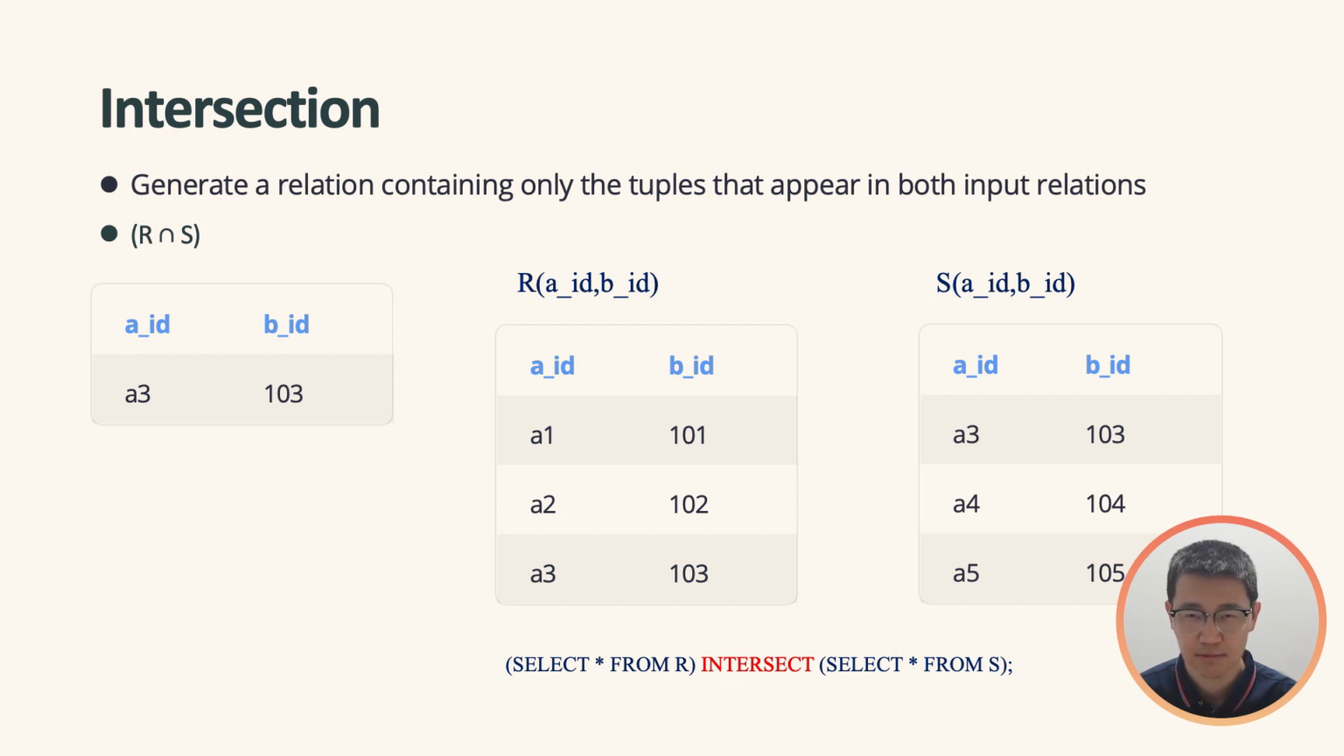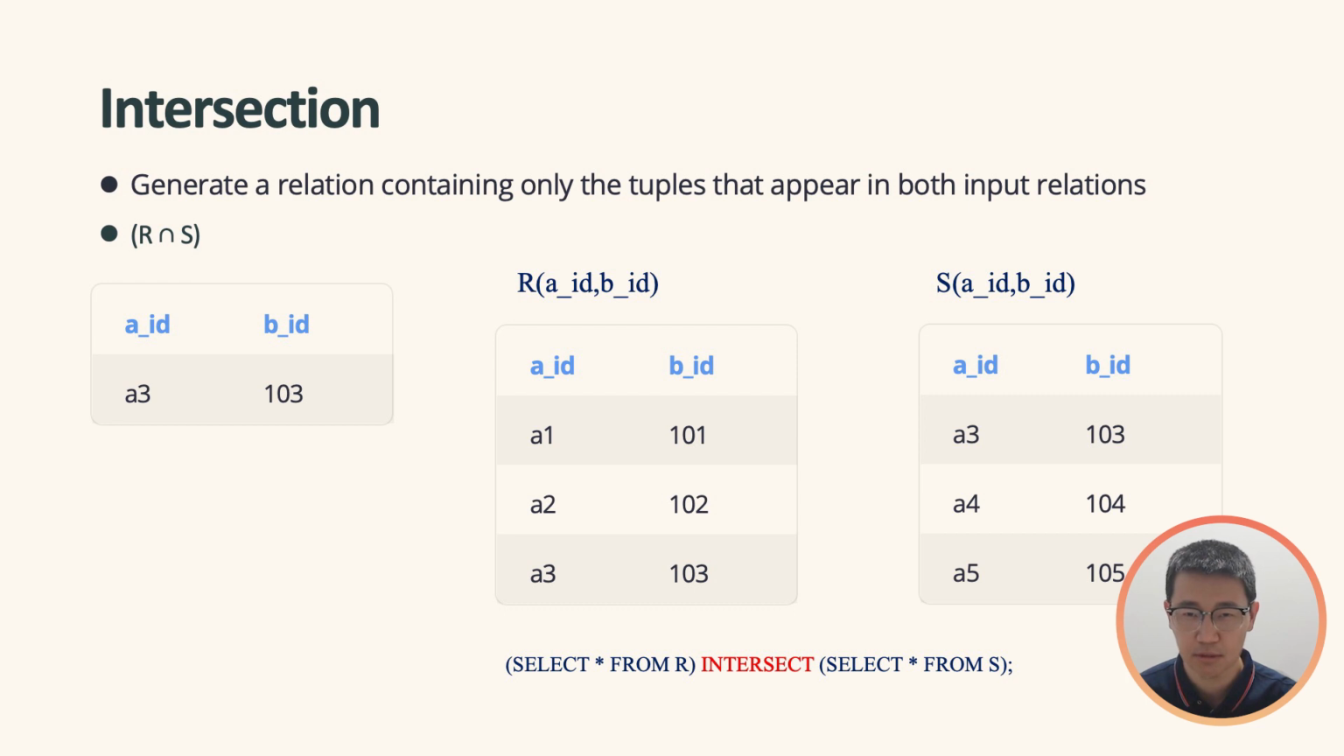And this intersection is even simpler. I need to find the intersection of R and S and output the tuples that appear in both relations into a new relation. This tuple should appear in both relation R and relation S. Additionally, the input relations must have the same attributes.